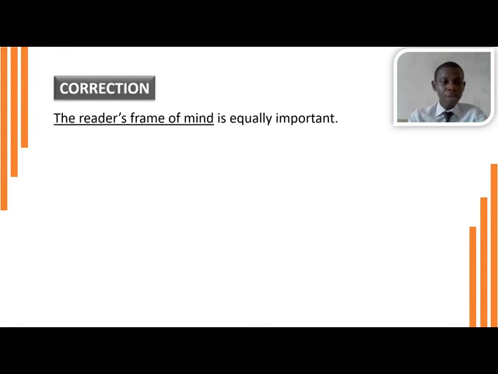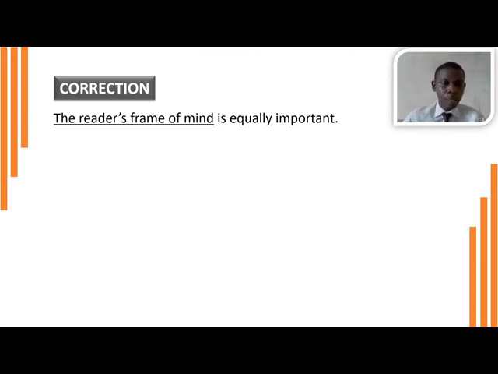Alright, "The reader's frame of mind is equally important" happens to be our first question there. We are supposed to identify whether this is a phrase or a clause. So let's start with that. Then after this particular series, we are going to go to the next series where we can identify their names specifically. However, let's make sure we know whether they are phrases or clauses.